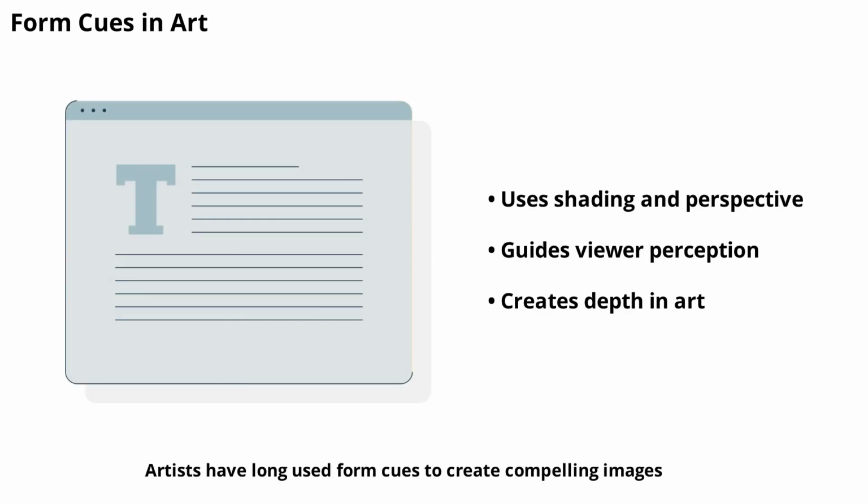Artists have long used form cues to create compelling images. Techniques like contour drawing, shading, and perspective are all based on manipulating form cues to guide the viewer's perception. By understanding how these cues work, artists can create the illusion of depth, volume, and space on a flat canvas. This knowledge is essential for anyone interested in visual arts.